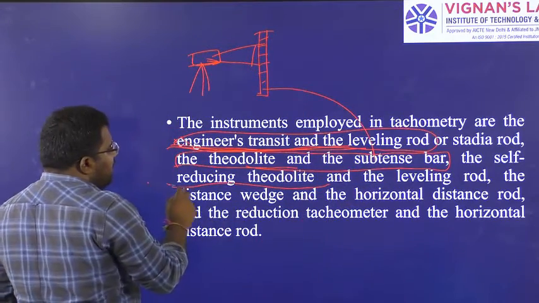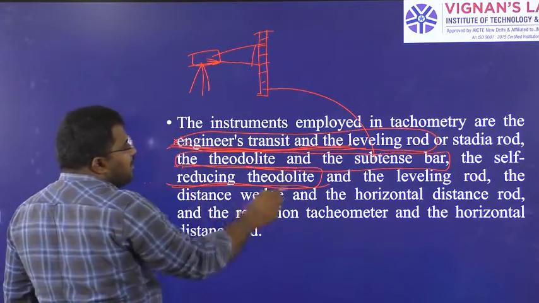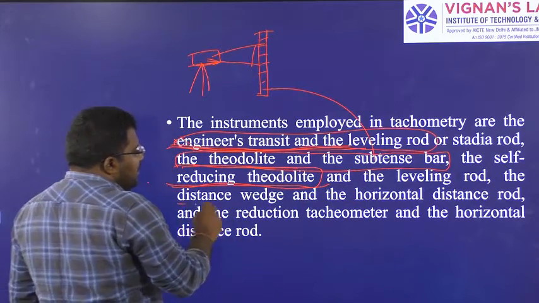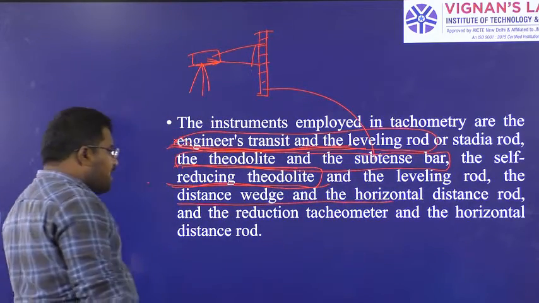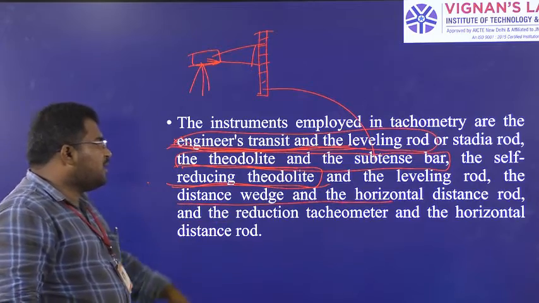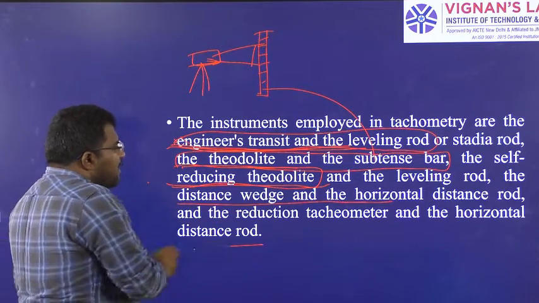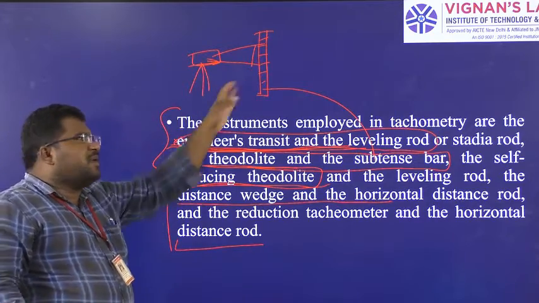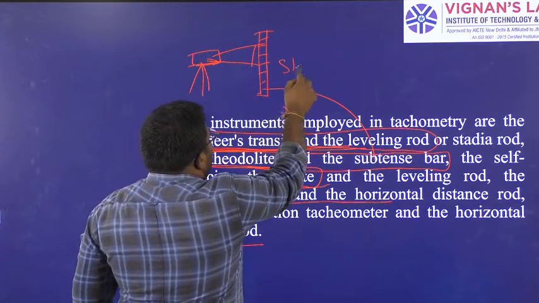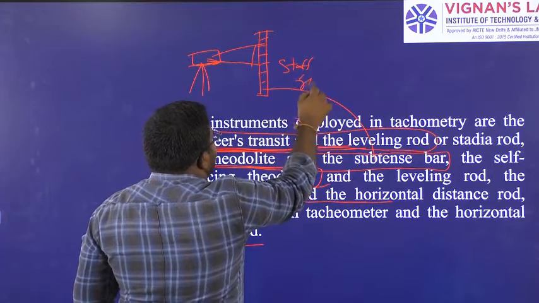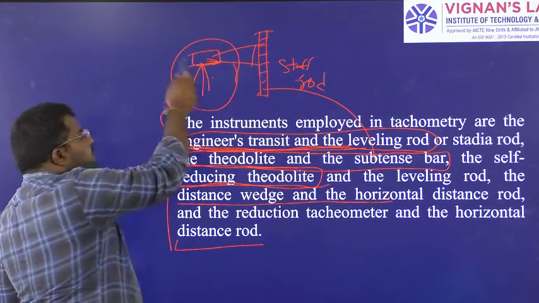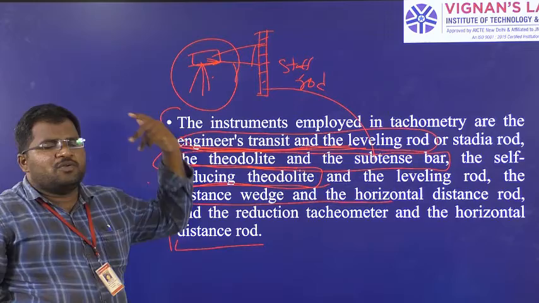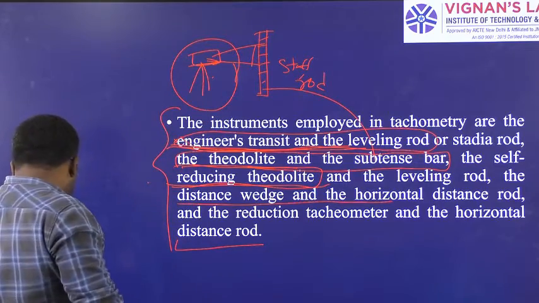Then the self-reading theodolite and leveling rod, and next the distance wedge and the horizontal distance rod, and the reduction tachometry and the horizontal distances. These are some of the combinations of both instrument and staff, which is sometimes called a staff and sometimes a rod. So whichever it is, theodolite or tachometer, you can use it for this kind of survey.